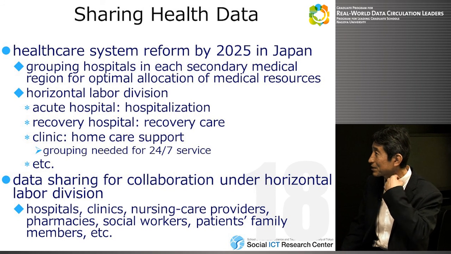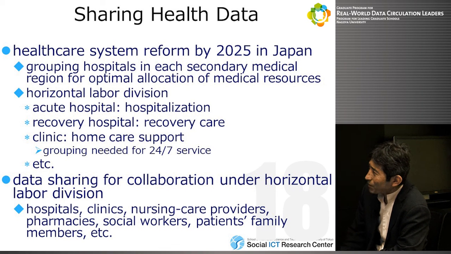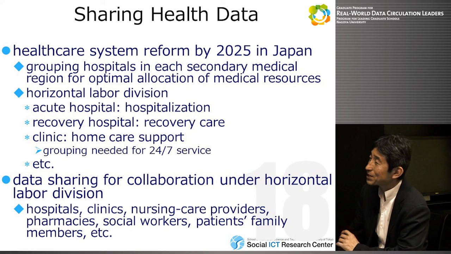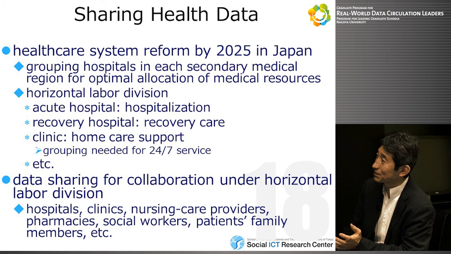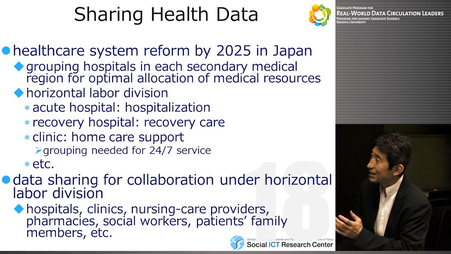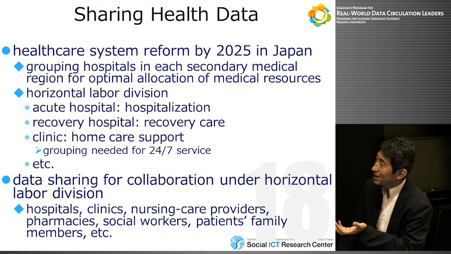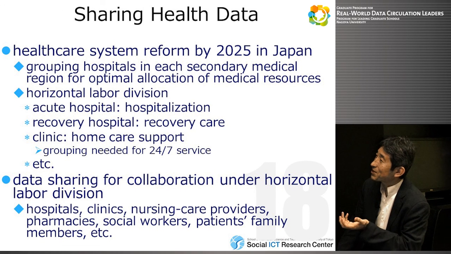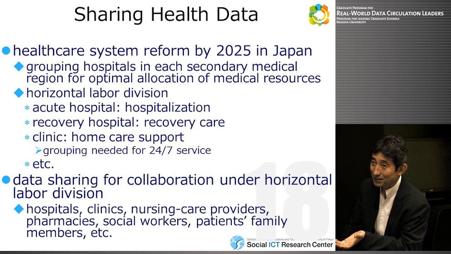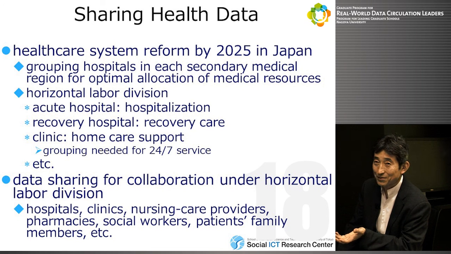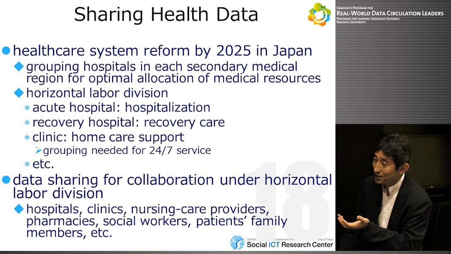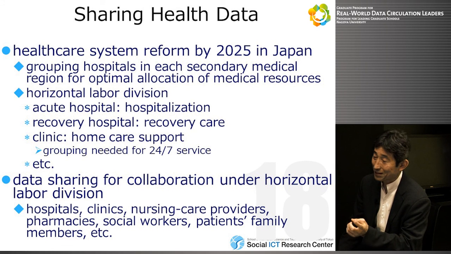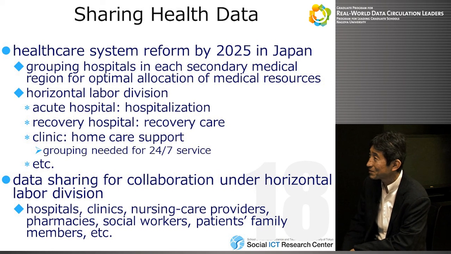And for instance, for the sake of clinics, in order for them to be recognized as doing home care support, they must be providing 24 hours a day, 7 days a week service to every patient. However, it's totally impossible because most clinics would have just one medical doctor and 2-3 nurses, right?